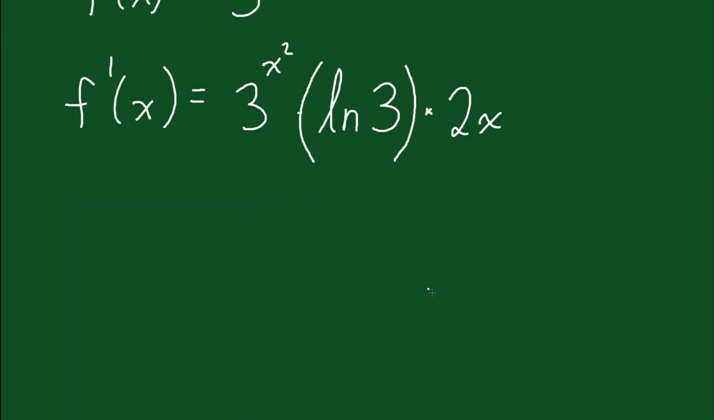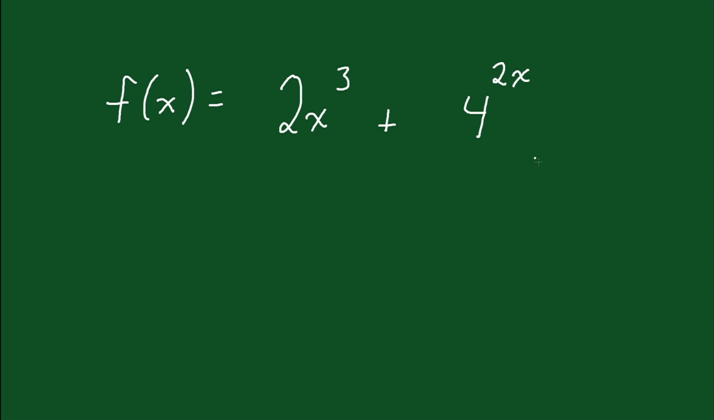Okay, let's look at another example. Let's say we have f of x is equal to 2x to the 3 plus 4 to the exponent 2x, something like this. Well, if we take the derivative, we know that when you have an expression like this with multiple terms, you can take the derivative of each term individually, just like when we were doing the polynomials with the power rule.